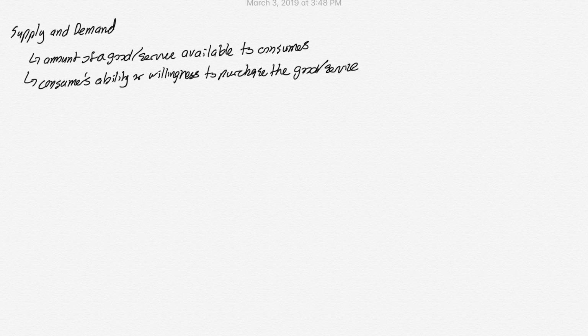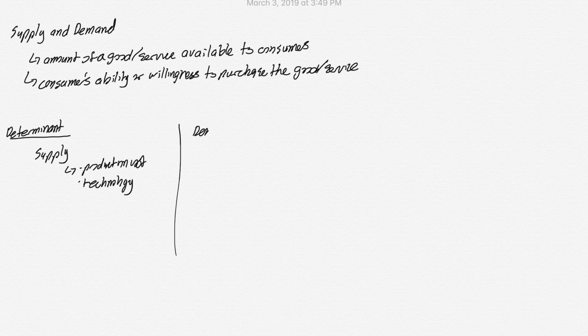Today we're going to discuss what exactly impacts supply or demand, and this would be known as a determinant. Okay, so something that can impact supply or demand. We'll go ahead and list these off. So a determinant for supply would be things such as production costs or technology. And then determinants for demand will be things like income or accessibility.